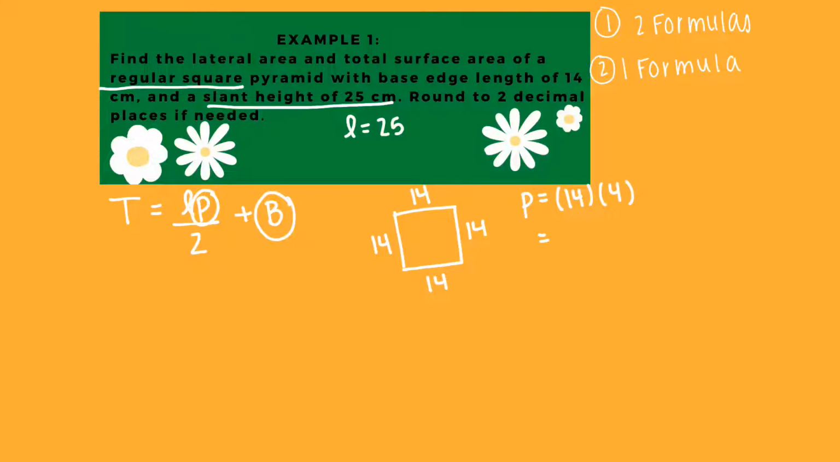14 times 4 ends up giving you 56. So I know the perimeter of my base is 56. And the last thing I need to find for this total surface area to find both areas is the capital B, which is the area of the base.